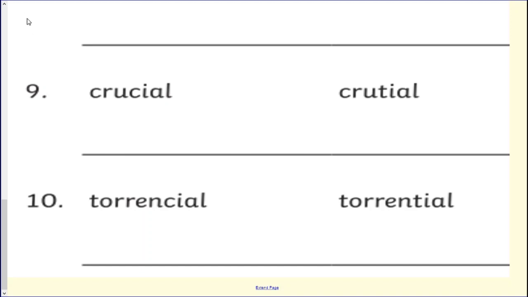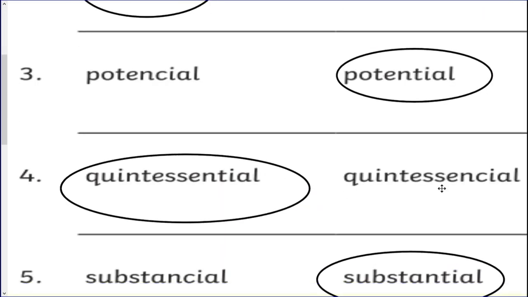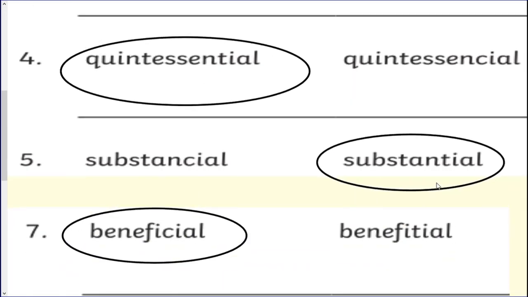Right, are you ready to check the answers then? So, for question 1, the correct spelling was essential with TIAL. For number 2, the correct spelling was partial, again with TIAL. And for number 3, potential, again with TIAL. And then scrolling down to questions 4, 5 and 7, quintessential was with TIAL.